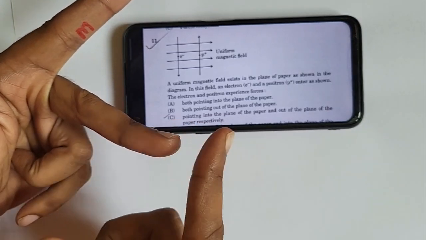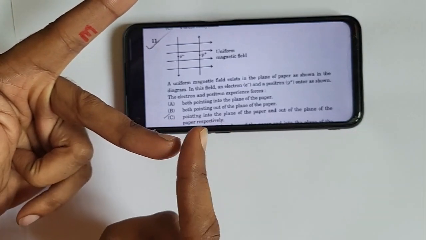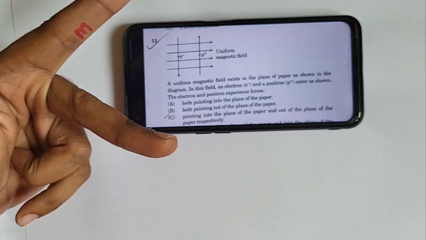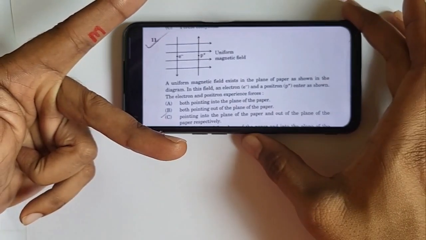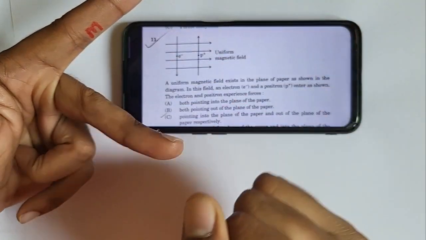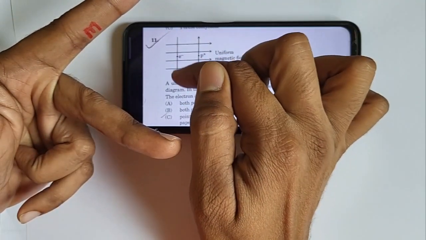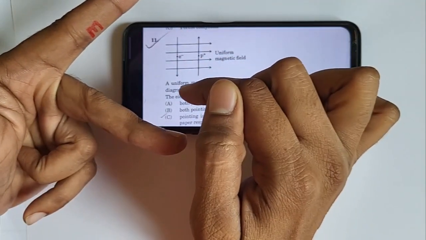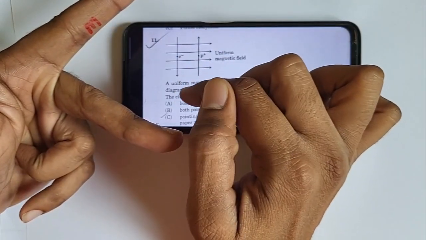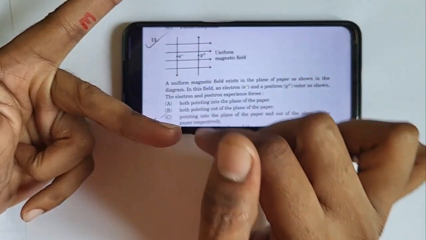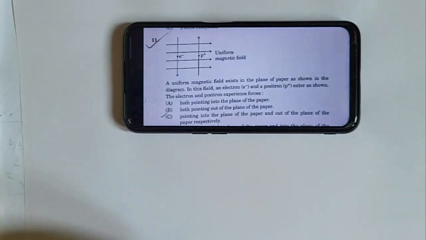So one major precaution that we need to take here is about the middle finger. The middle finger should point in the direction of conventional current, not the electron current. Now if you look here, the electron is moving down, which means it is the electron current direction. We have to take the direction of the conventional current. Conventional current means opposite to the direction of motion of the electron.